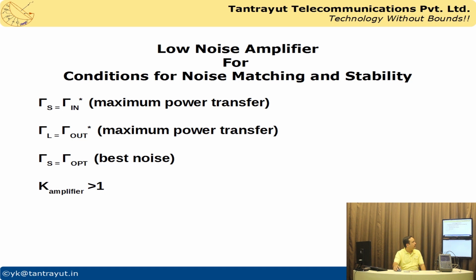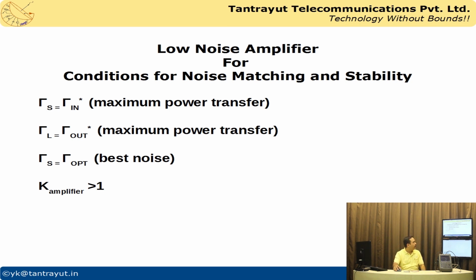But still, one could try to summarize some common matching networks. And before going there, we have to also think that in order to achieve the maximum power transfer, the gamma source, that is the reflection coefficient on the source side, should be a complex conjugate of the input reflection coefficient of the transistor. The load reflection coefficient should also be a complex conjugate of the output reflection coefficient of the transistor.